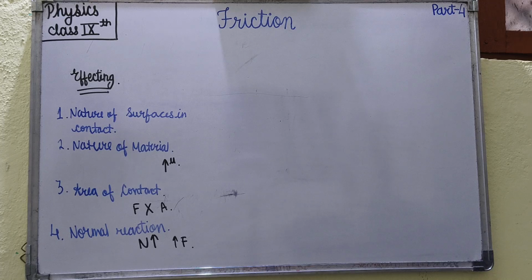Fifth is temperature and impurities. The limiting friction depends on the temperature and impurities present between the surfaces.